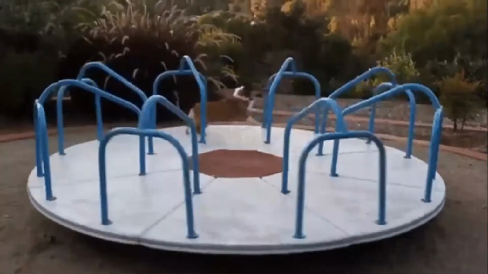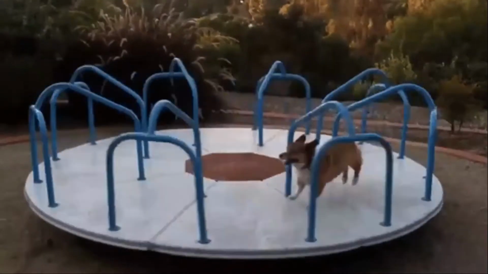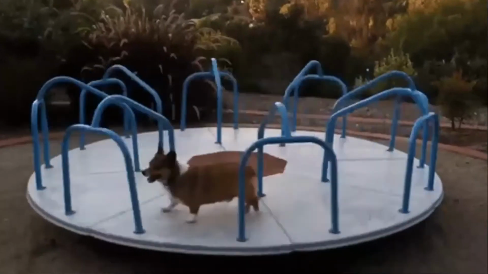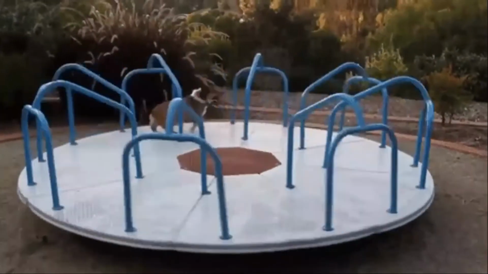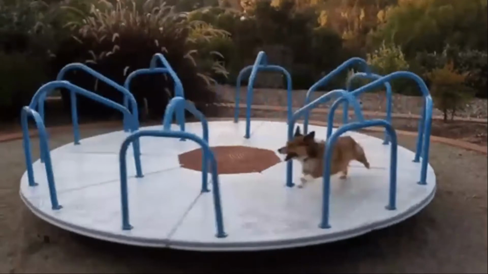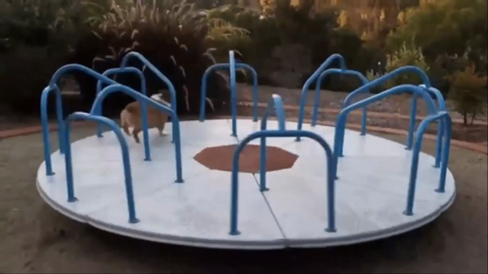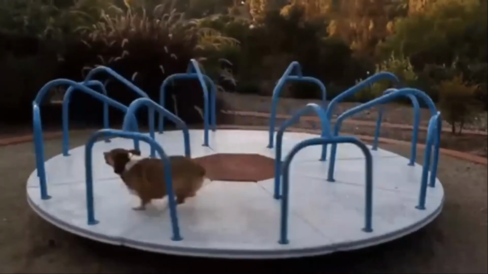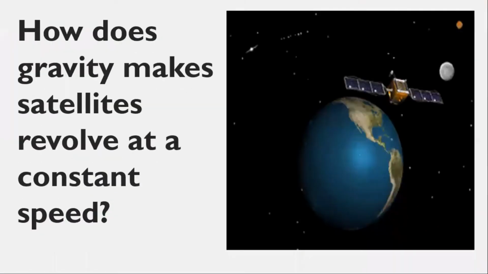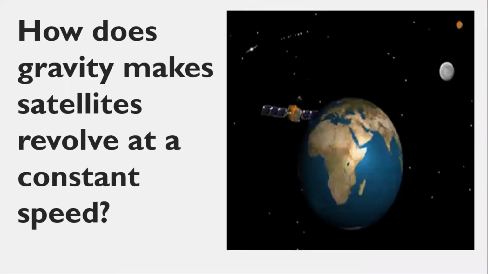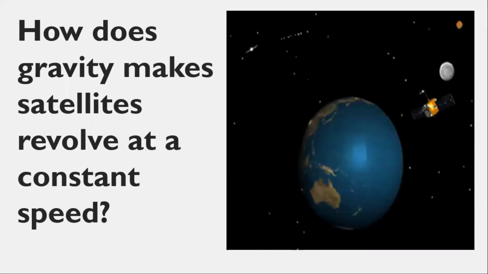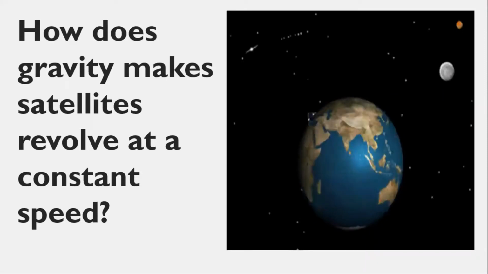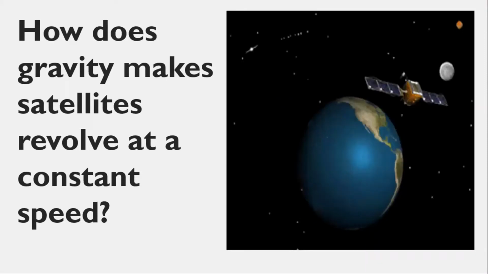Here in this animation, you see that the dog is enjoying its ride in a merry-go-round. So how are we going to relate the three laws of motion to an object that moves or travels in a circular path? I have here two questions that will help us understand that there are forces at the center of the circle that hold up an object that travels in a circular path.